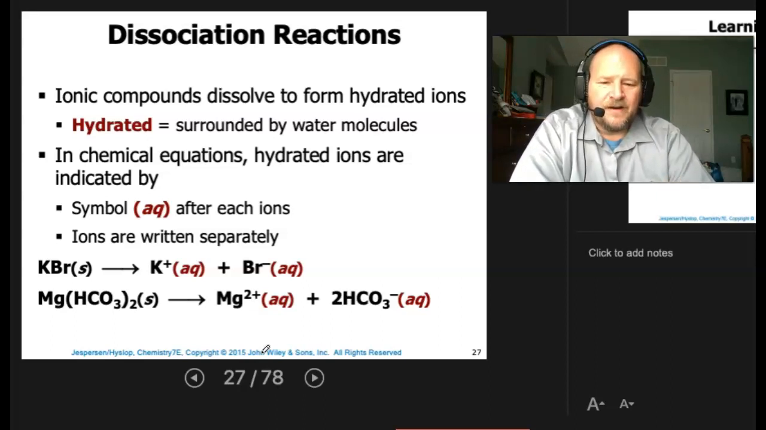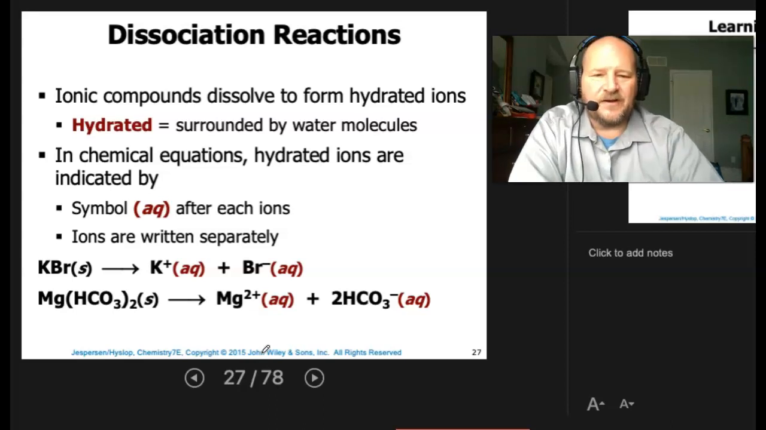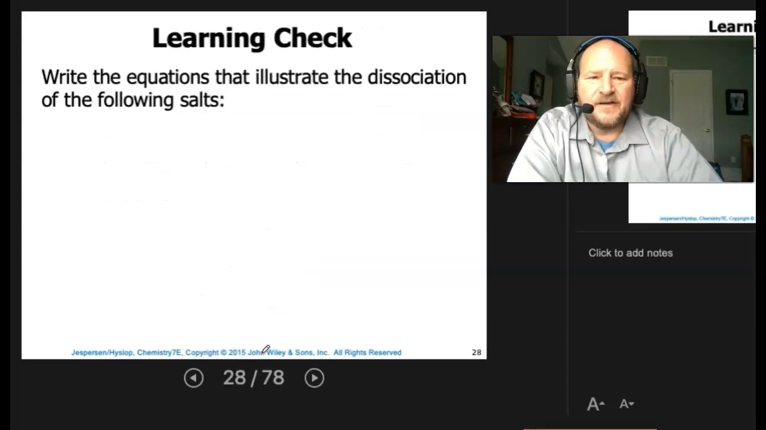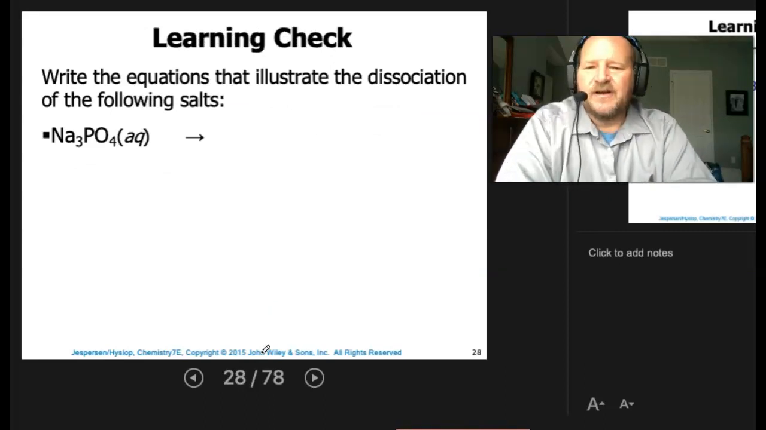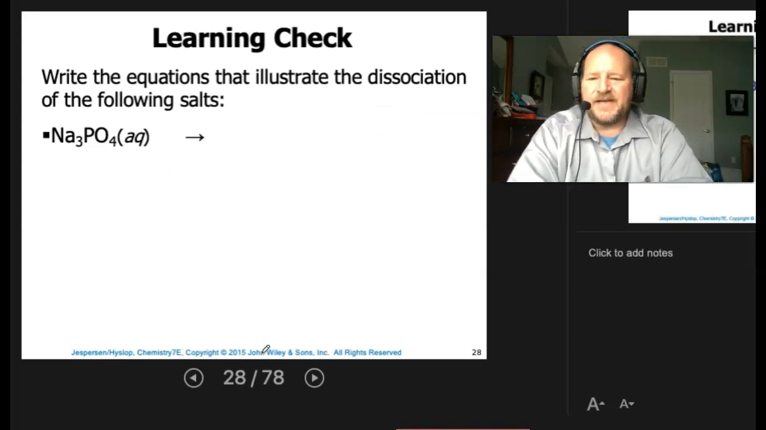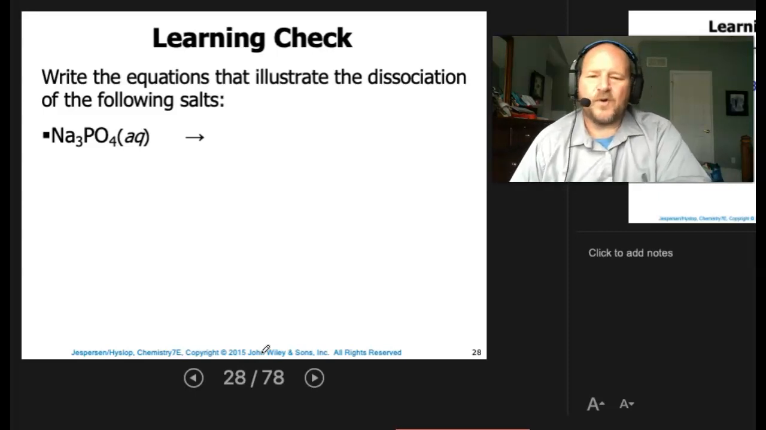water. All right, let's complete this learning check, and this has been a long segment, so we'll knock off after this. Learning check. Write the equations that illustrate the dissociation of the following salts. So I'm going to take sodium phosphate, and I'm going to break it apart by dissociation with water. What will the products be? You can pause here if you need to.